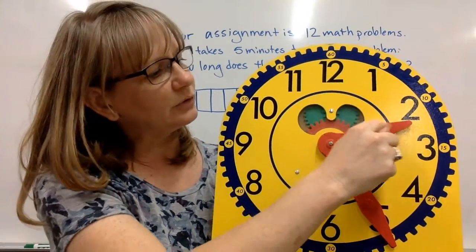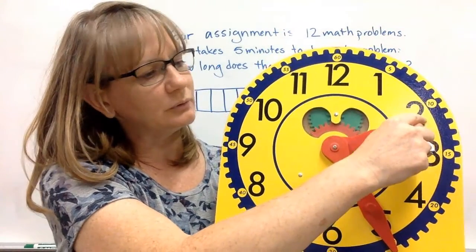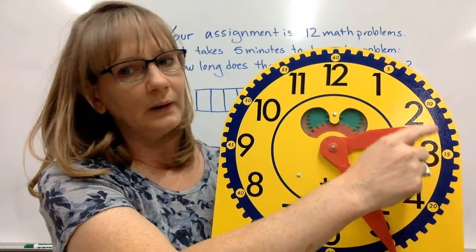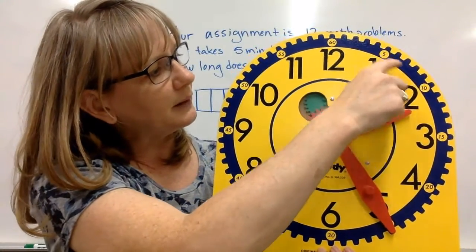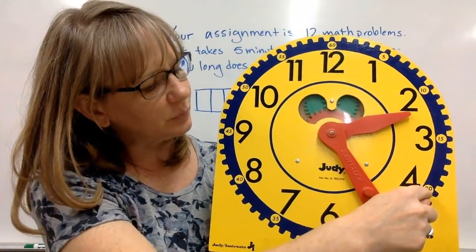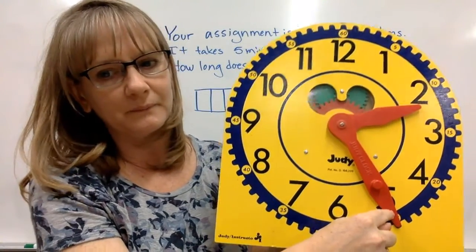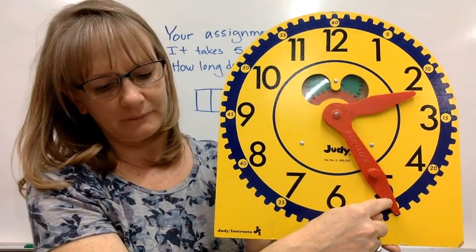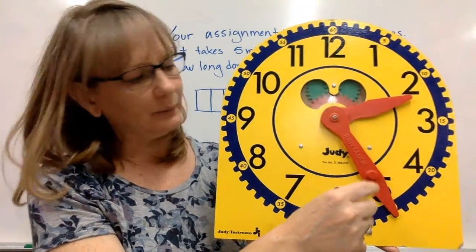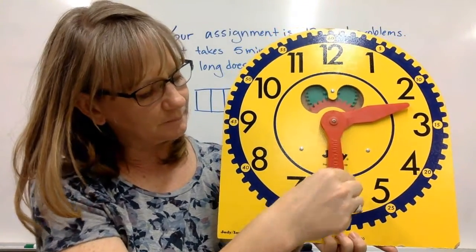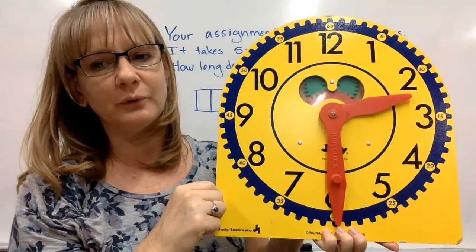Okay, the hour is still 2. It's after 2, but it's still 2. And we are at 5, 10, 15, 20, 25. 2:25. Now what time is it? It just moved 5 minutes forward.